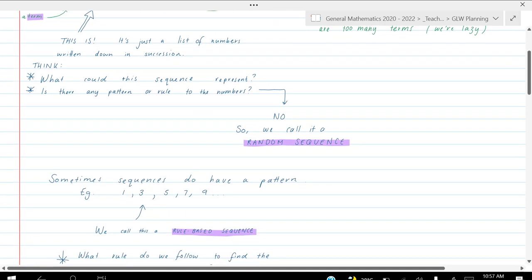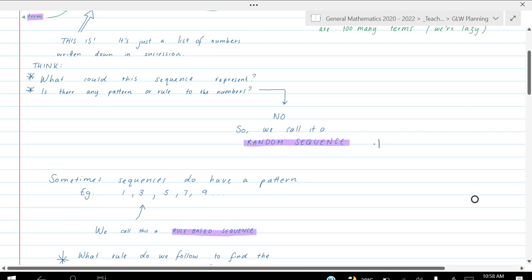Sometimes sequences do have a pattern though. So 1, 3, 5, 7, 9, you've all probably picked up that there's a pattern happening there. So each number is being added by 2 to get the next number. So we call this a rule-based sequence. And the reason it's called a rule-based sequence is that we could apply a rule to work out from one number what the next number is. So the rule for this one would be add 2. So from one number you add 2 to get the next number. So that's a rule-based sequence.